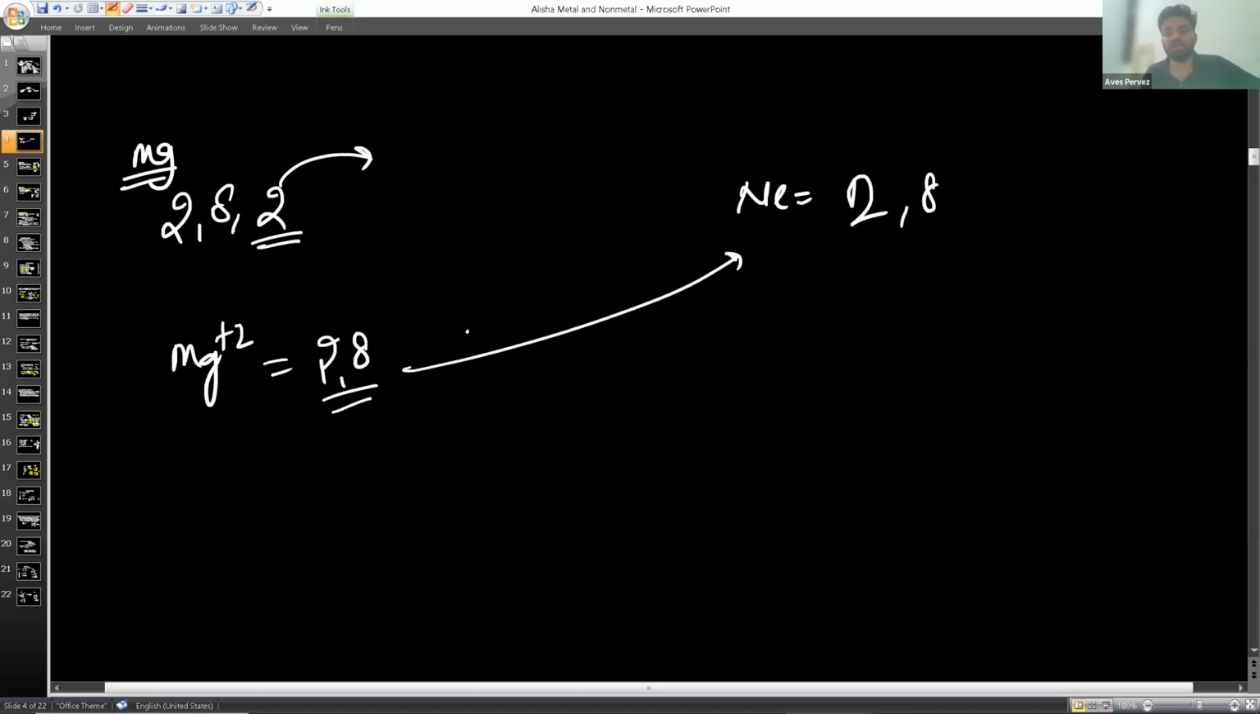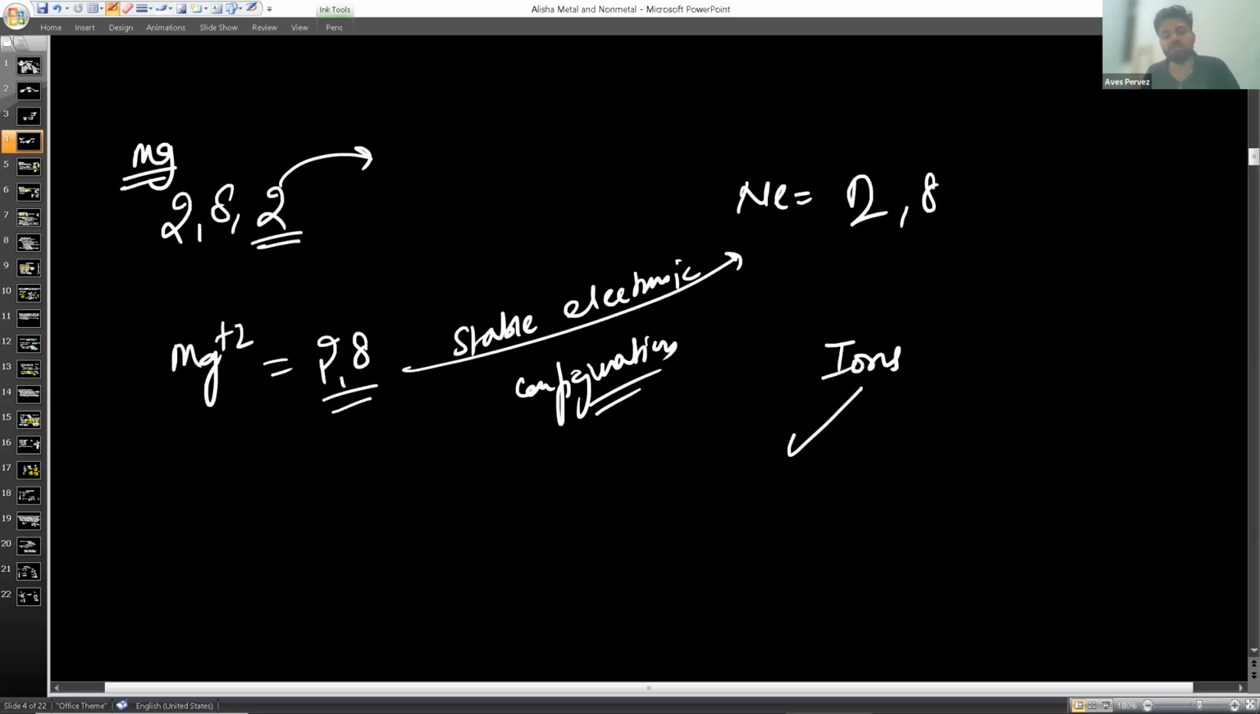In order to attain stable electronic configuration of the nearest noble gas, metals generally lose electrons, and when an element loses electrons, it acquires a positive charge. Charged particles are called ions. There are two types of ions: one is cation, another one is anion. Anions are negatively charged and cations are positively charged. Understood?